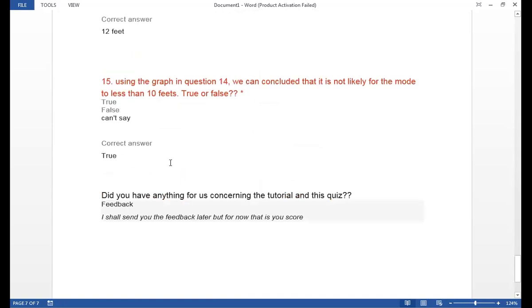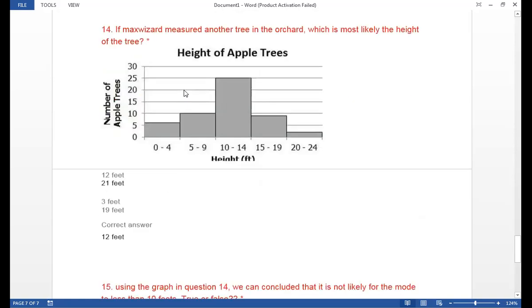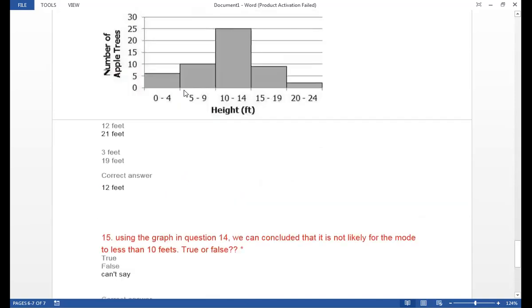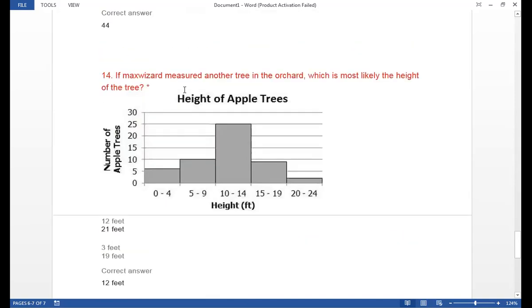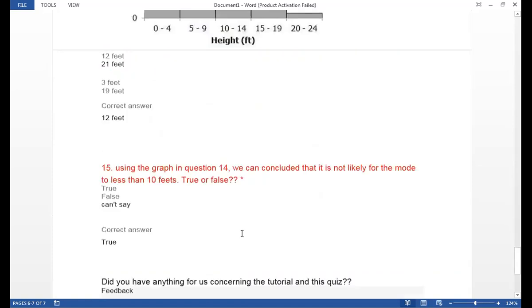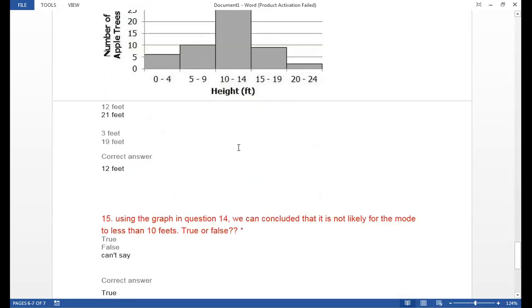For number 15, using the graph in question 14, we can calculate that it is not likely for the mode to be less than 10 feet. Is this true or not? When you say the mode, we are talking about the modal class. The modal class is the class that has the highest frequency, and that is between 10 to 14. So if there should be a mode, the mode should be between 10 and 14.